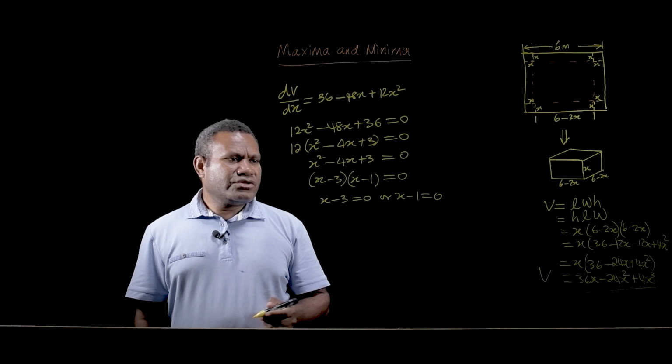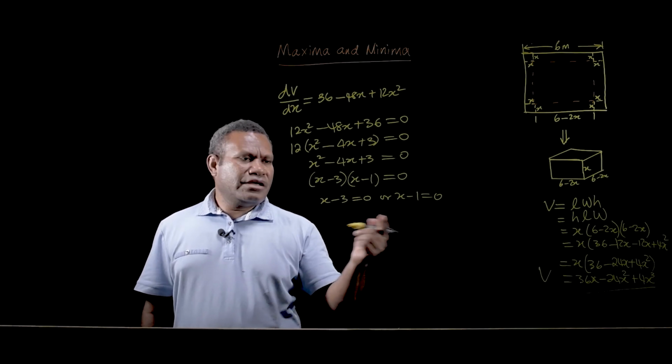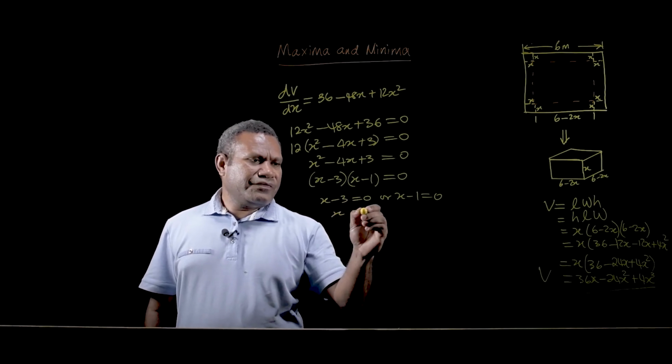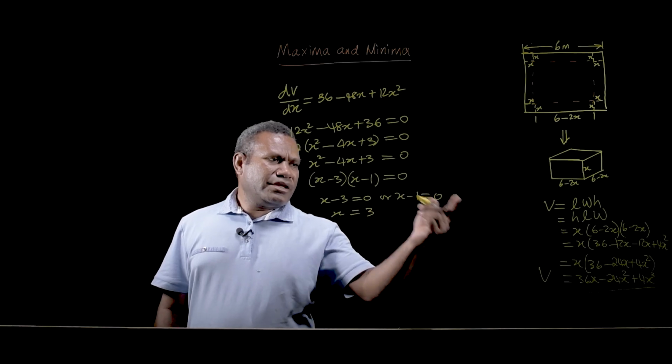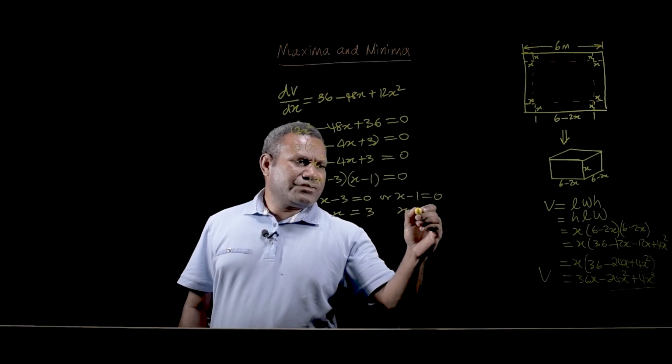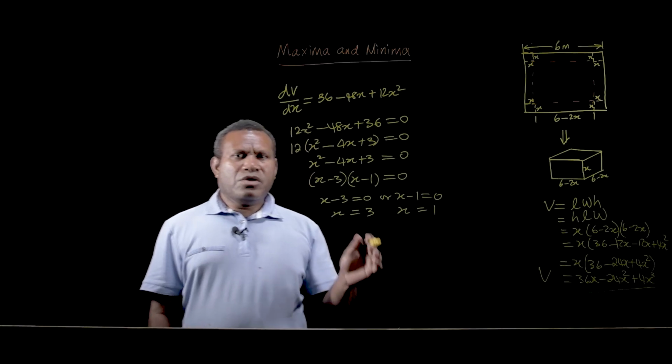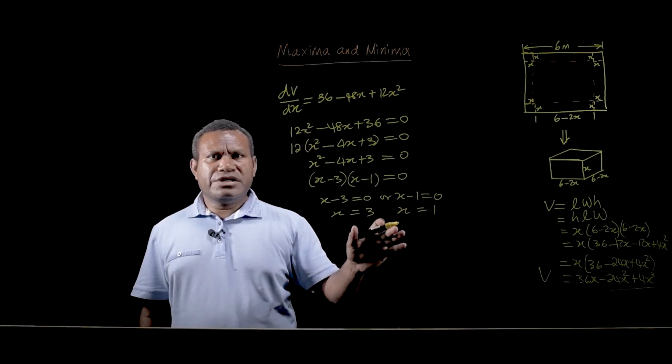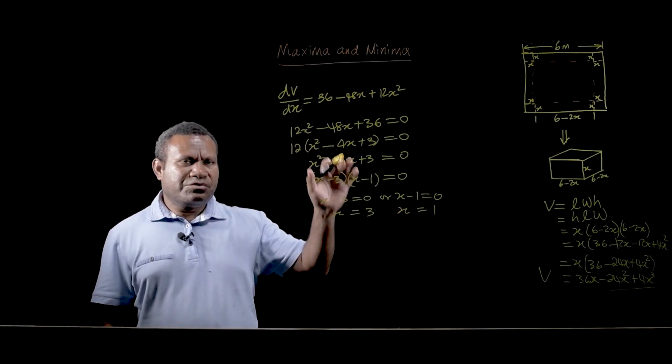All right. So what would be the value for x? We just take the negative 3 over to that side. x therefore is equal to 3. If I take the negative over, it becomes positive, so x equals 1. Now, what are these values of x? They're actually the x coordinates of the stationary points.